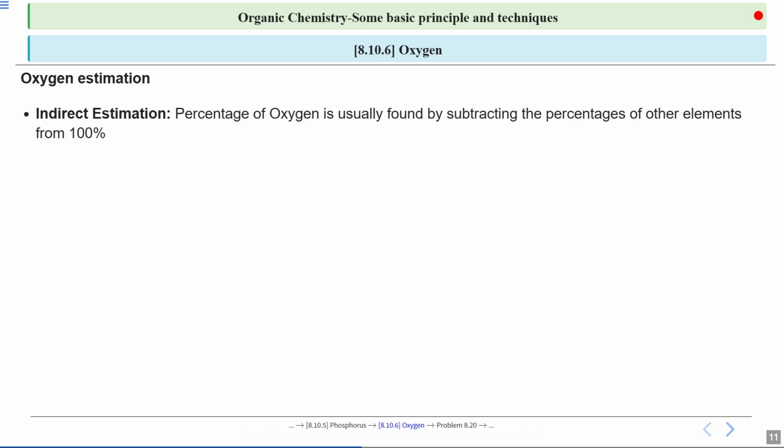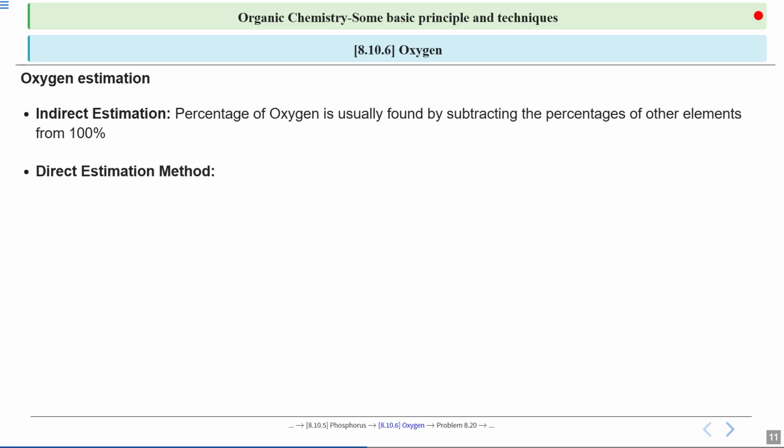So now let us look at the indirect estimation method first of all. This involves calculating the percentage of oxygen by subtracting the percentage of other elements from 100%. So it's a straightforward way to determine the oxygen content when the percentages of other elements are known. So this is the indirect estimation.